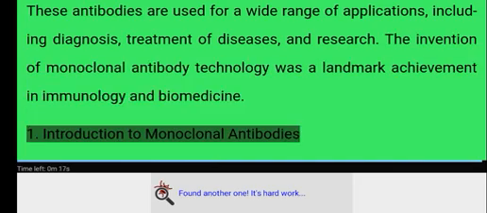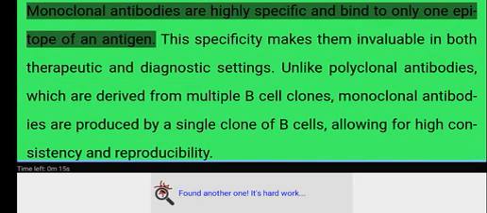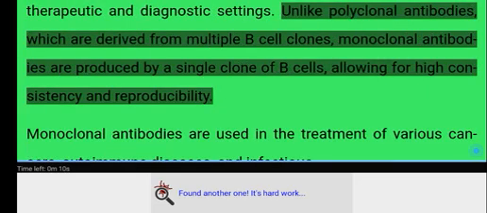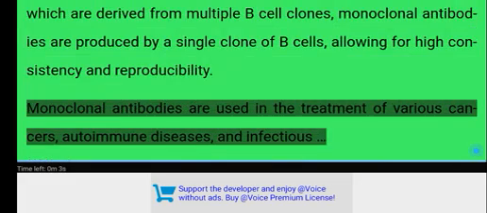1. Introduction to monoclonal antibodies. Monoclonal antibodies are highly specific and bind to only one epitope of an antigen. This specificity makes them invaluable in both therapeutic and diagnostic settings. Unlike polyclonal antibodies, which are derived from multiple B cell clones, monoclonal antibodies are produced by a single clone of B cells, allowing for high consistency and reproducibility. Monoclonal antibodies are used in the treatment of various cancers, autoimmune diseases, and infectious diseases.